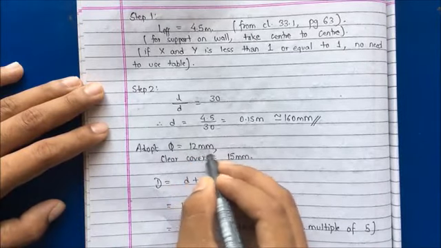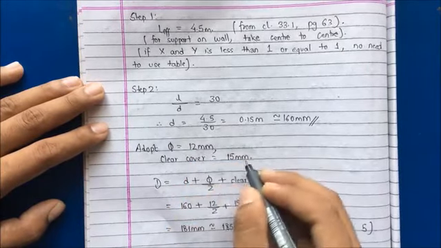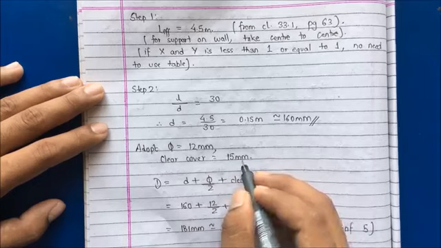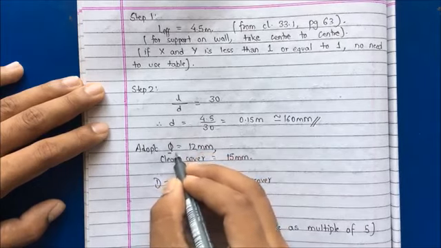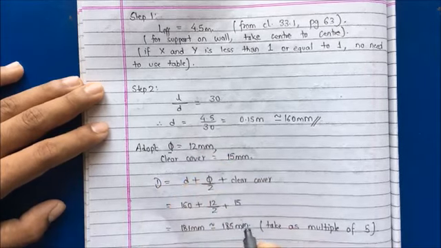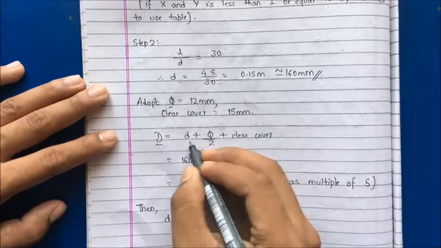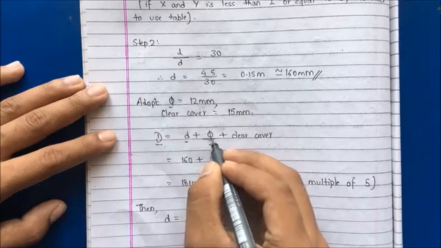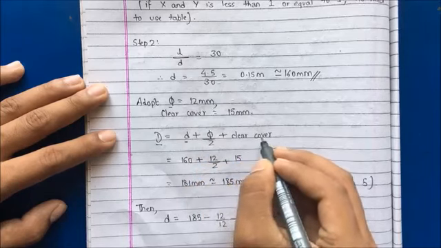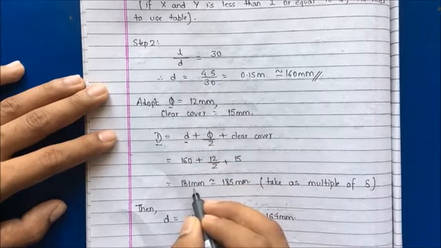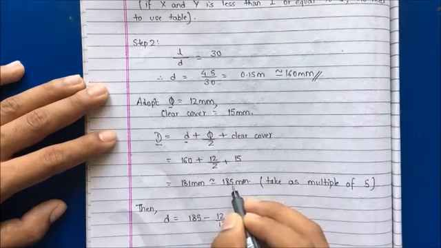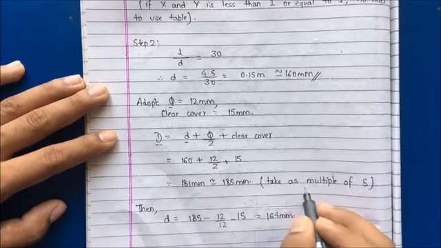Adopting a bar size of 12 mm and taking clear cover as 15 mm. As we know from the code, up to the bar size of 12 mm the nominal cover can be reduced by 5 mm for a mild exposure. Then total depth is equal to effective depth plus half of bar size plus clear cover. So finally we get this as 181 mm, taking a greater value, so 185 mm, taking it as a multiple of 5.